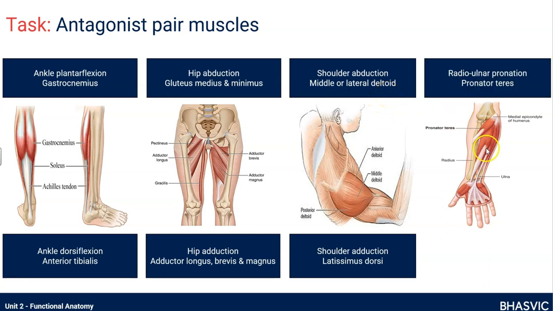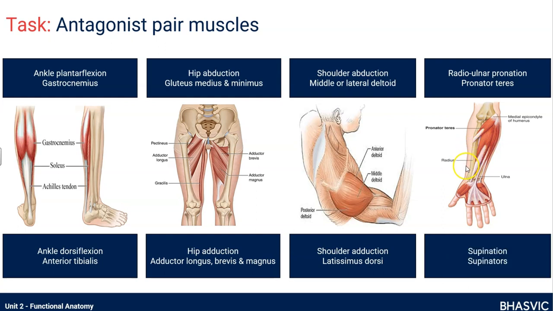Last one, radial ulnar pronation and supination, that pair of movements. If we turn our forearm so that our palm is facing up, that's supination. Easily, the muscles that do this are our supinators. Similarly, the muscles that pronate the radial ulnar joint at the forearm are our pronator muscles, and a specific one is named pronator teres.